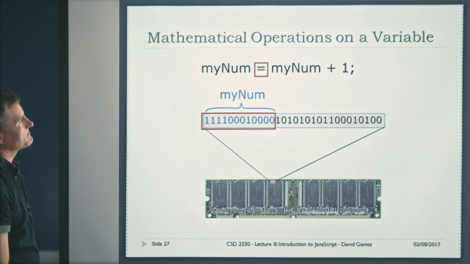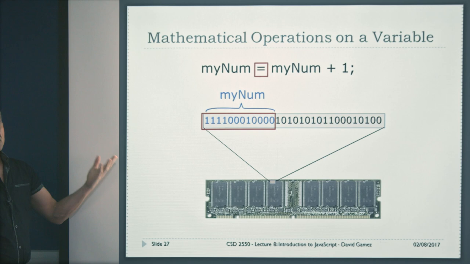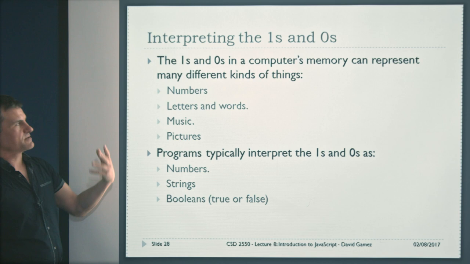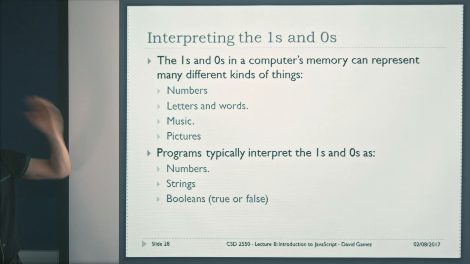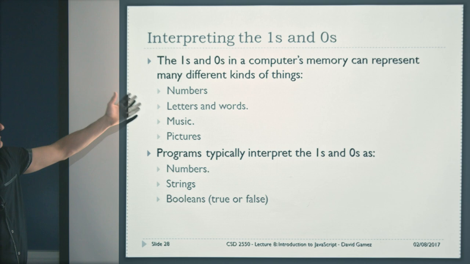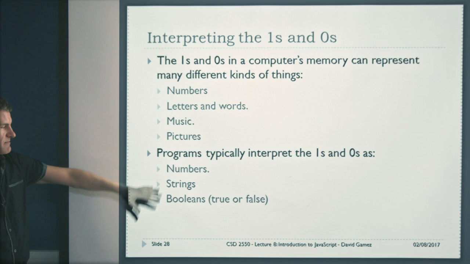Now, this is done slightly crudely because we don't often work with ones and noughts in computer science. These ones and noughts are usually used to represent many different kinds of things, like numbers, letters and words, music, pictures, poetry, whatever you like. So that's what we interpret ones and noughts as when we're playing a computer game, for example. But programs typically interpret the ones and noughts in a more restricted sense, as numbers, strings, or booleans.